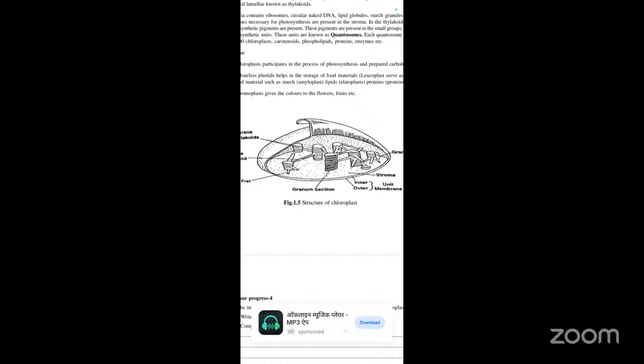Next one is the structure and functions of the cell membrane. The cell wall is surrounded by the cytoplasm.